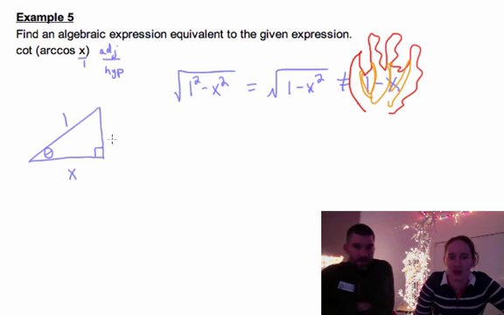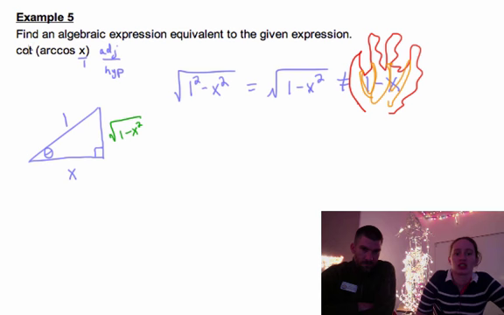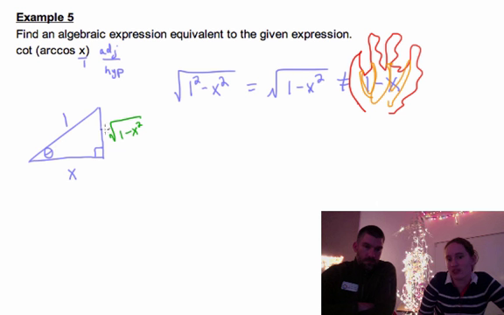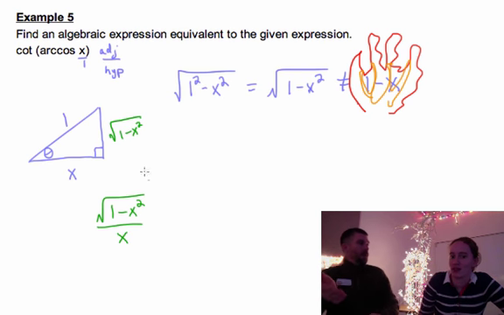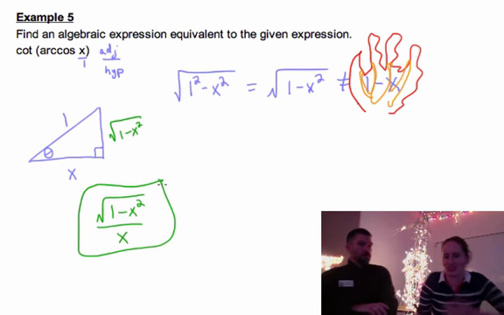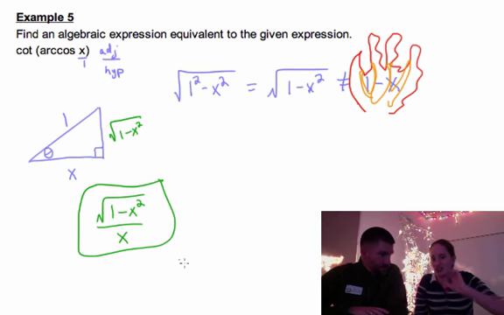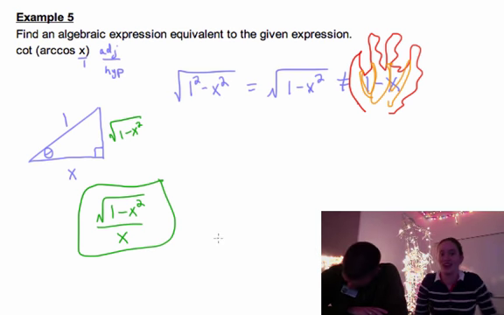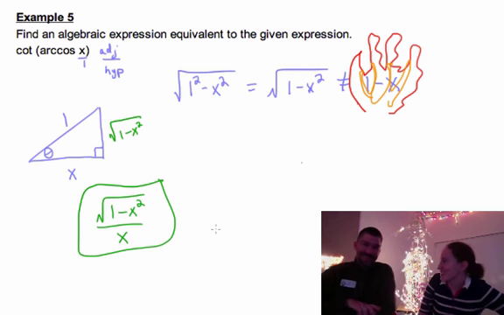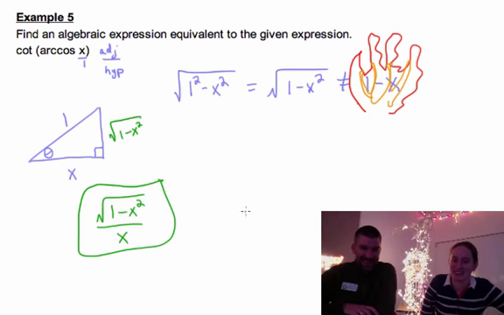Okay, so this side is the square root of 1 minus x squared. Cotangent is opposite over adjacent. Once we have our triangle, we're finding cotangent of this angle. So opposite over adjacent is square root of 1 minus x squared over x. I'm happy with that. You should be, because there's nothing else to do. Don't. That's it. That's the answer. There is nothing else.